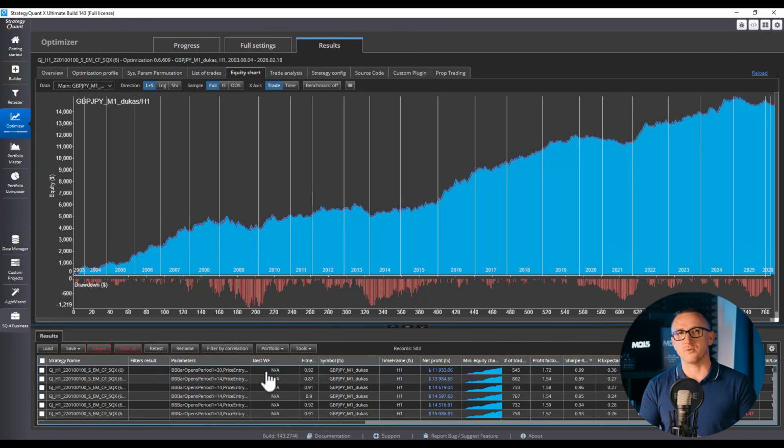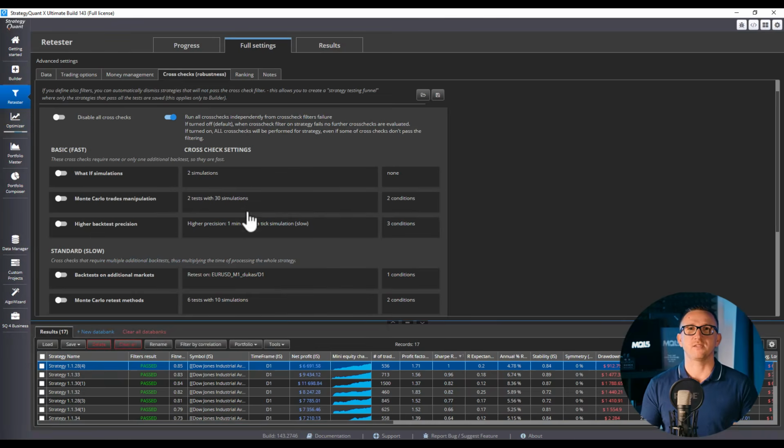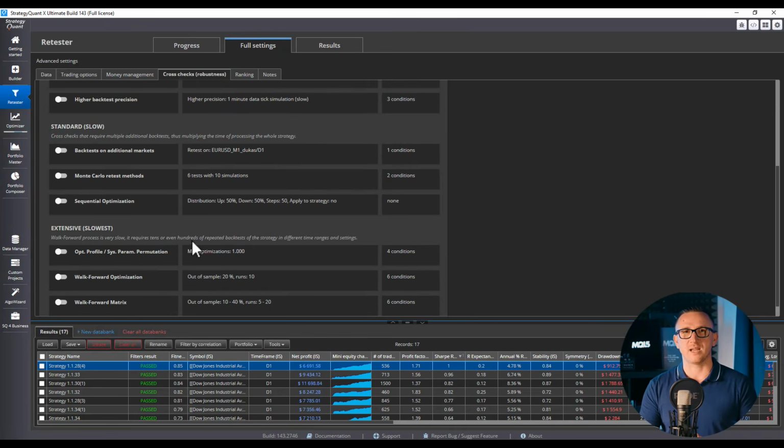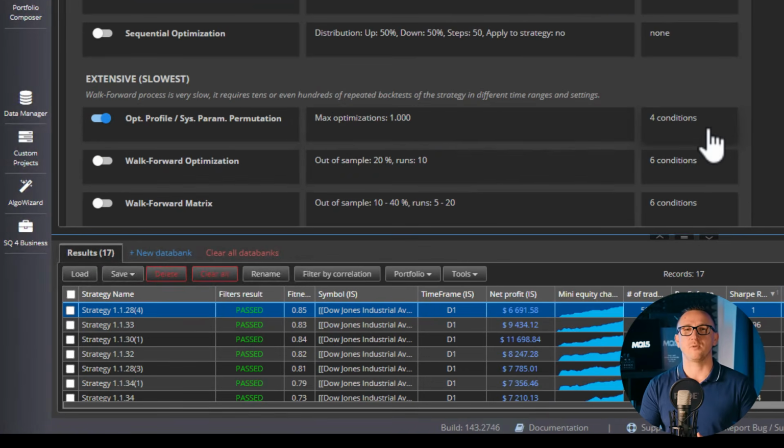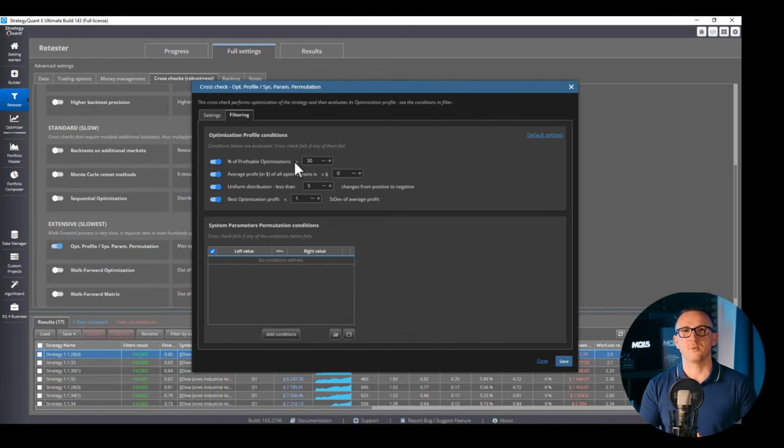The real power comes when you use optimization profile as a cross-check. In StrategyQuant X, there is a cross-check called Optimization Profile and System Parameter Permutation. You can activate it and define specific pass or fail conditions. For example, you can require that a certain percentage of optimizations must be profitable.